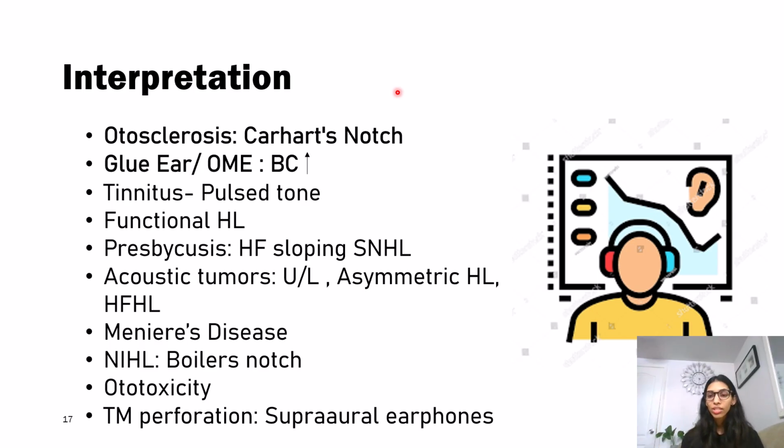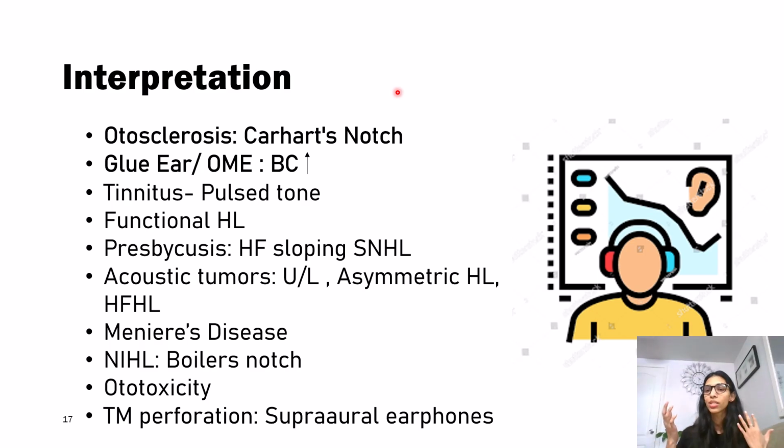And if somebody is having otitis media with effusion or a glue ear, then their bone conduction thresholds will be very, very good, because when they have this otitis media, there are chances that their outer ear is occluded. When there is occlusion, bone conduction sounds much louder. So for these patients who have otitis media with effusion or a glue ear, you might see a better bone conduction threshold.